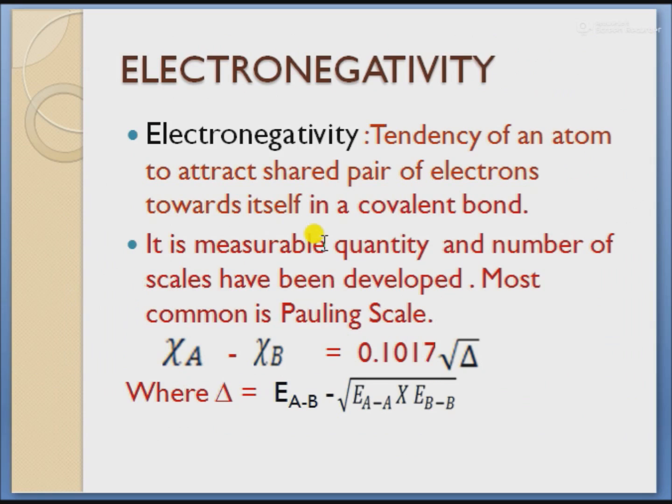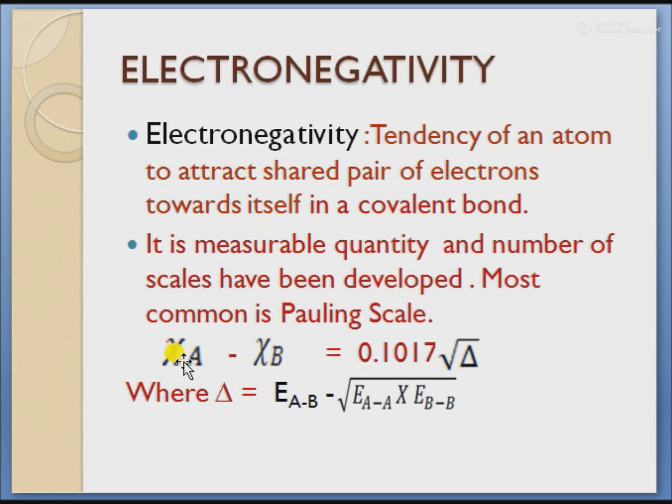Next is electronegativity. Electronegativity means the tendency of an atom to attract the shared pair of electrons towards itself in a covalent bond. It is a measurable quantity, and a number of scales have been developed. The most commonly used scale is Pauling's scale.